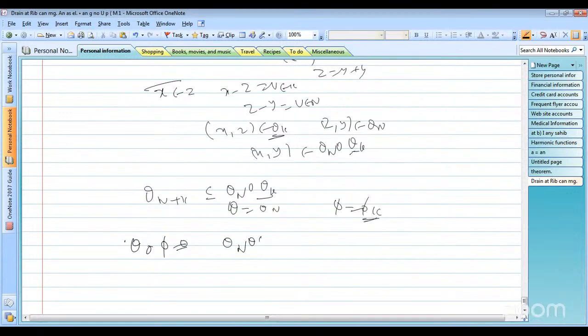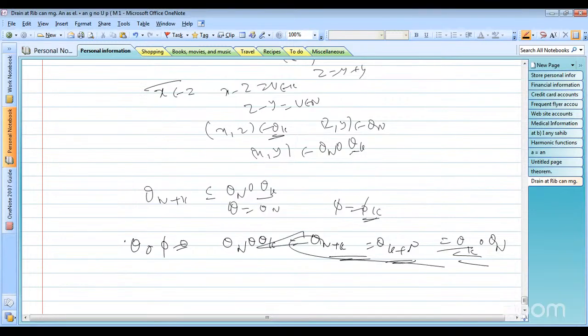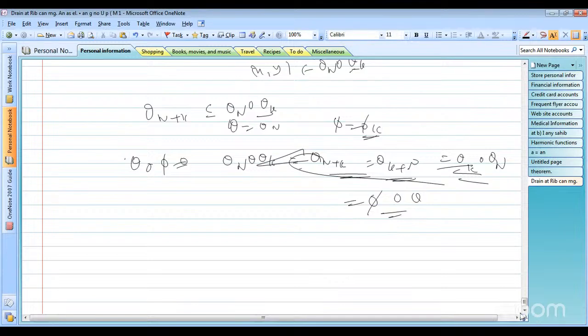theta M circle theta K is equal to theta M plus K is equal to theta K plus M. Both the values are same, K plus M, M plus K. So it is equal to theta K circle theta M. So this is also same, this is also same here for this one. So therefore phi circle theta, hence theta and phi are permutable here.